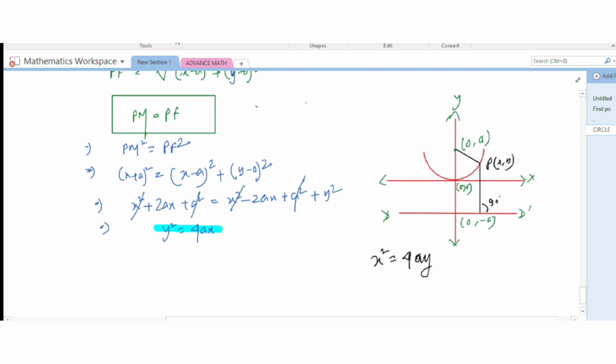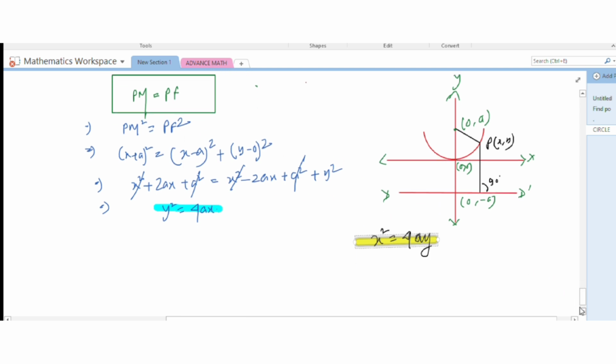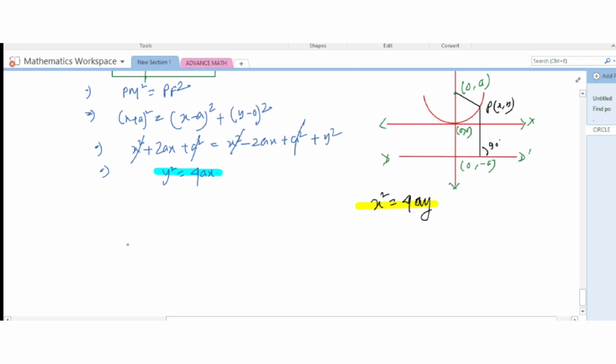Okay, so this will define the equation of the parabola, where the axis is here. This DD dash is called the directrix. Here, this point F is called the focus. F is called focus, and this DD dash, the fixed line, is called directrix.